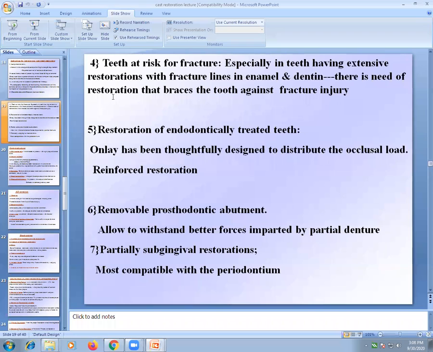Right. What will this onlay do? It will cover all the fracture lines. It will envelop the fracture lines, so there will be no propagation of the fracture line. Right. Then restoration of the endodontically treated tooth. Onlay has been a thoughtful design to distribute the occlusal load and reinforce the restoration.